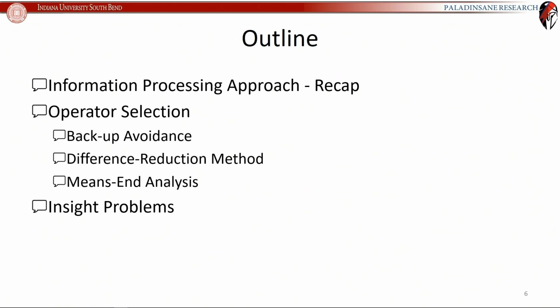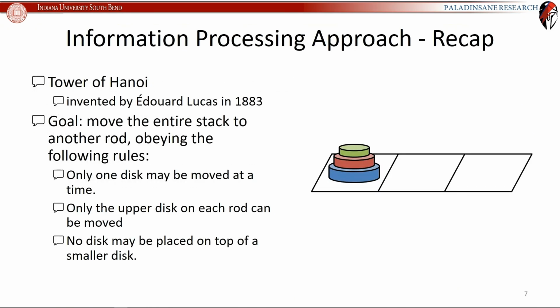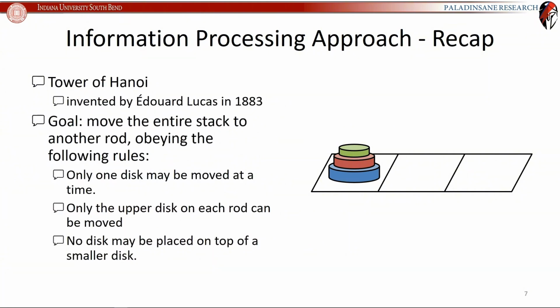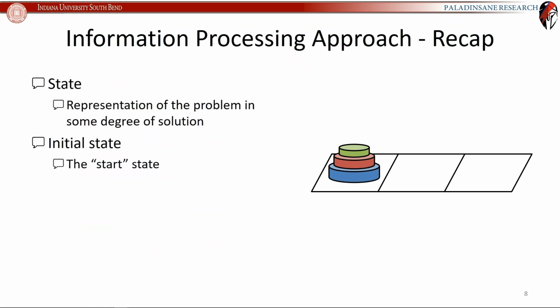So, a recap on the information processing approach. This is a way of representing problem solving using information states and information processing rules. We illustrated it with the Tower of Hanoi problem, but basically in any problem you're solving, you have your initial state. The initial state is the representation of the problem at the beginning. This is where you start from.